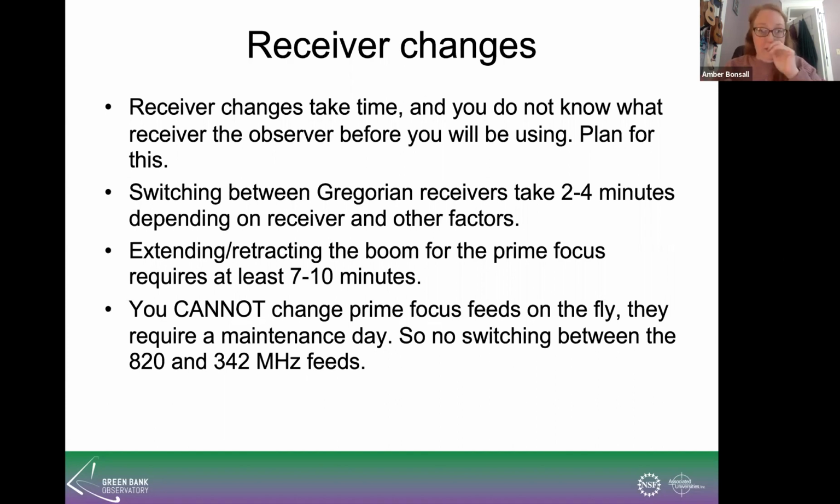So the prime focus, I can't remember if somebody's explained this. The prime focus is on a feed arm, and there's a box, and in the box there's prime focus 1, prime focus 2. Each one of those boxes then has a feed that can go on the front of it. We usually leave the box on, but the feed will get changed between 450, 800, 342. Those cannot be changed on the fly. That requires actual mechanics to go up there, and cryogenics people and engineers to go up and change those. So if you have a project that can do 800 and 342, you're not going to be able to do both at that time. You're going to have to do whichever one is currently up on the telescope.